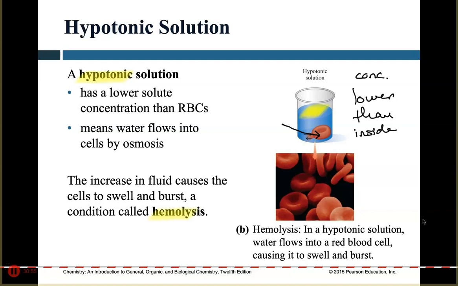And hemolysis, we break that down: heme usually refers to blood, though technically it has a different definition if you do biochemistry, but we'll deal with blood, so it'd be blood cells. And then lysis means to cut or burst. So it's going to cause the blood cells to burst and break open, because the force of water coming in causes them to swell and then explode.